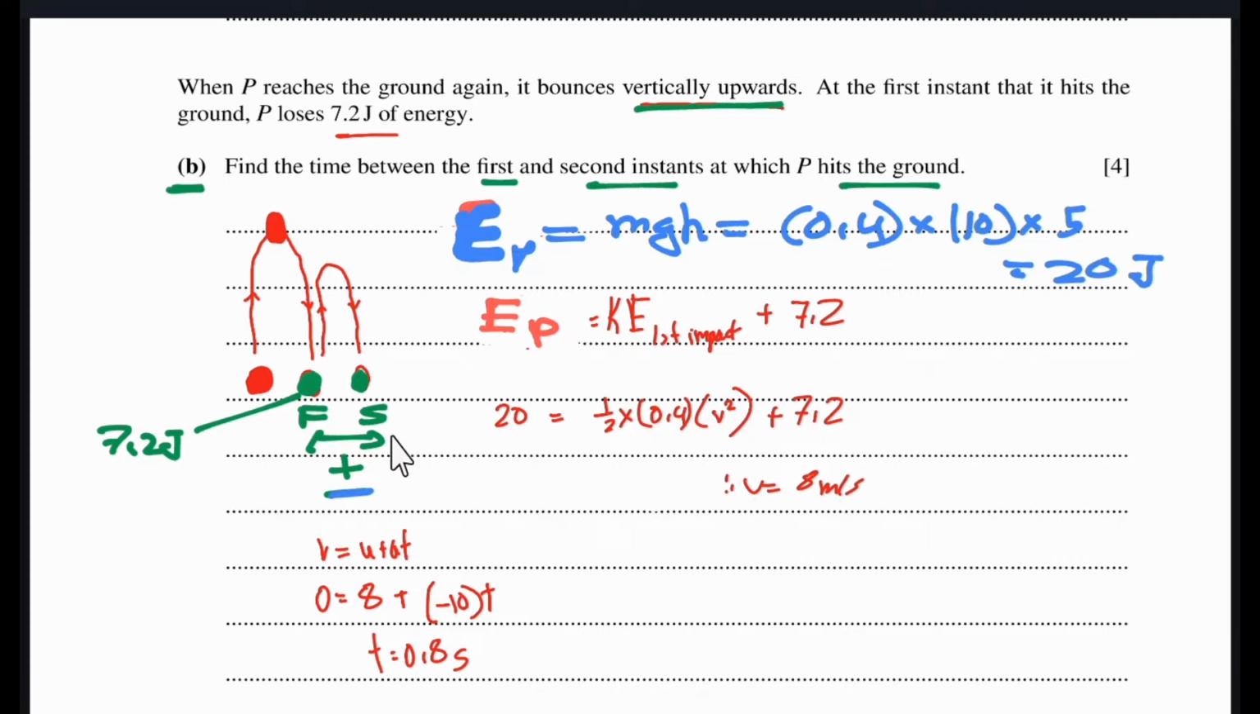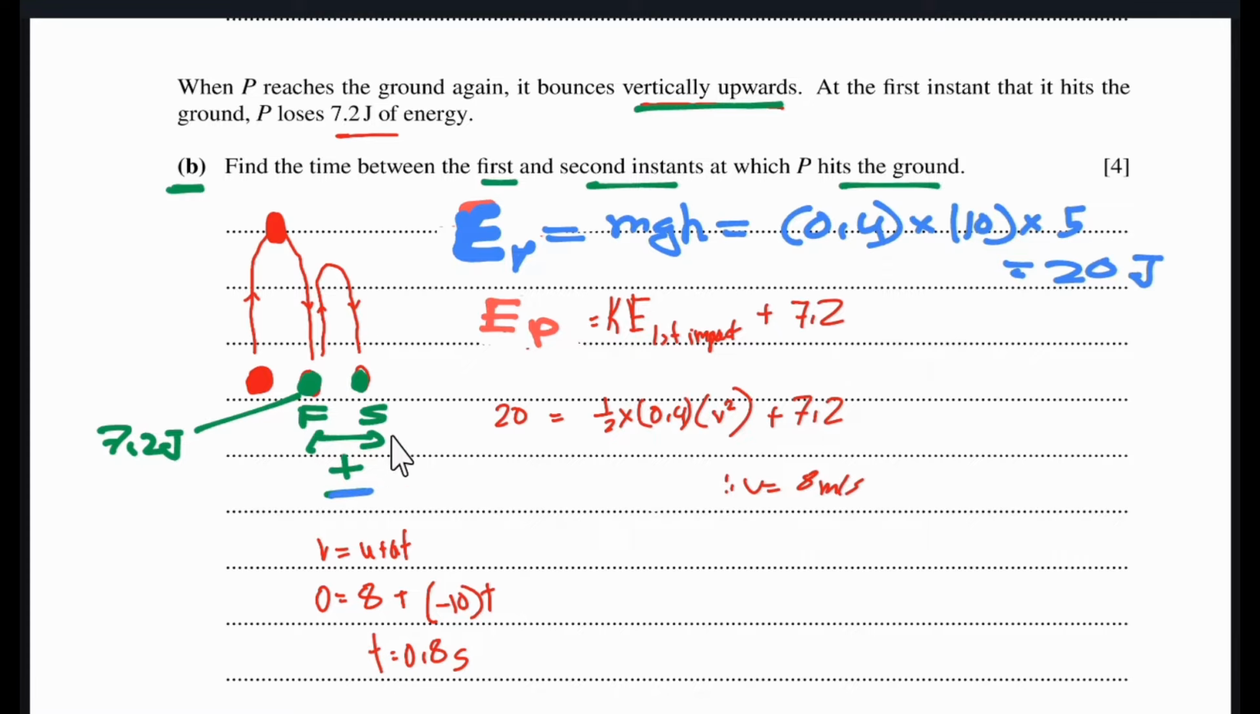Question number 3. A particle moves in a straight line starting from rest. At rest, initial speed is 0. The displacement s of the particle from a fixed point O on the line, at time t seconds after, is given by this expression, that is the displacement. Find the value of s when the particle again comes to rest.